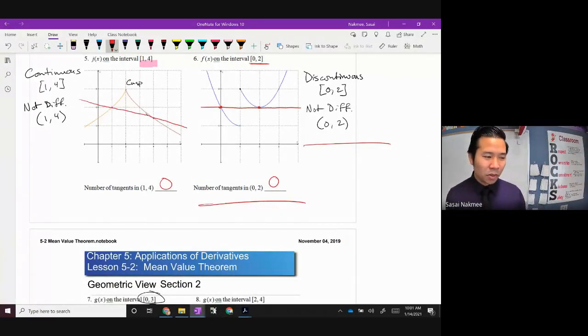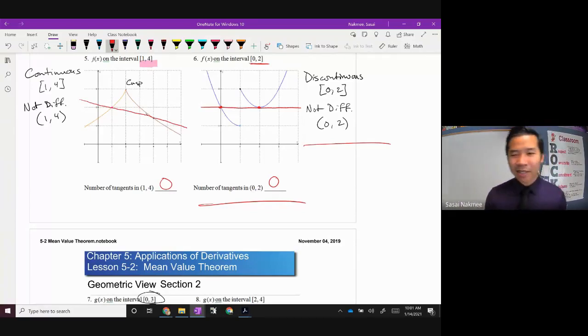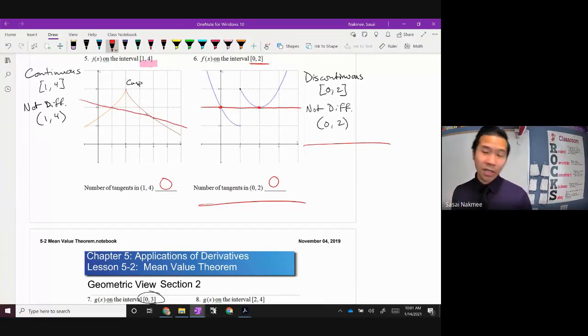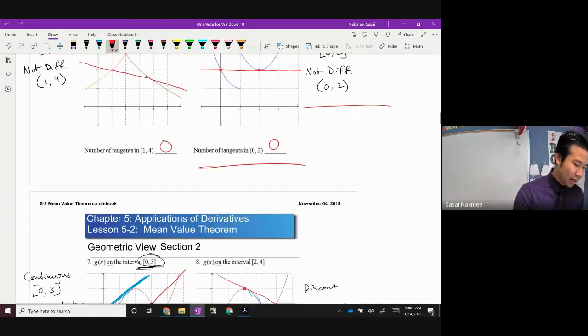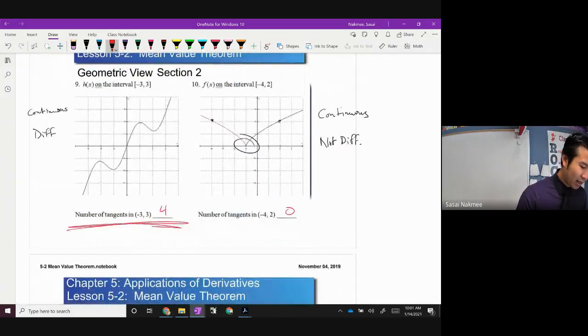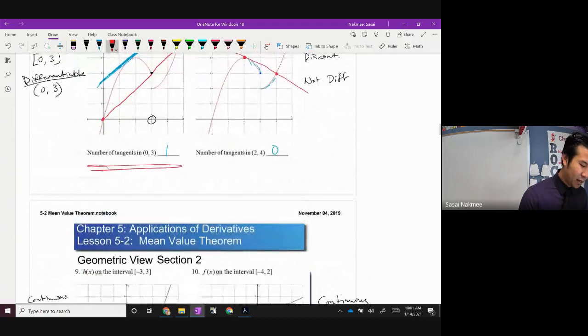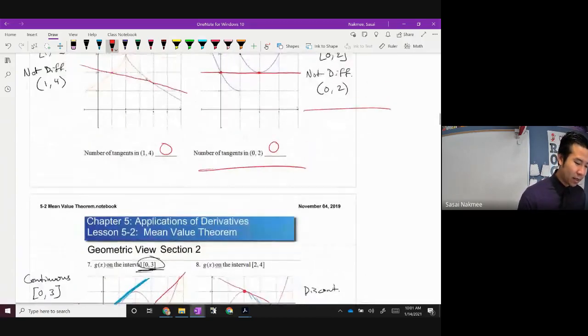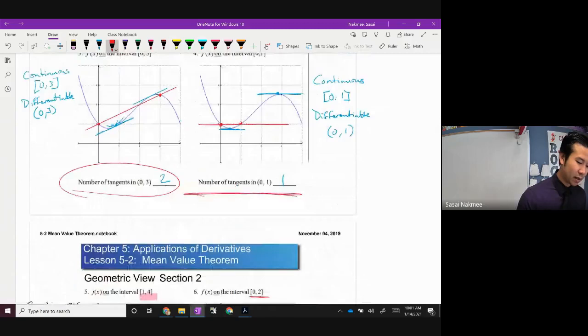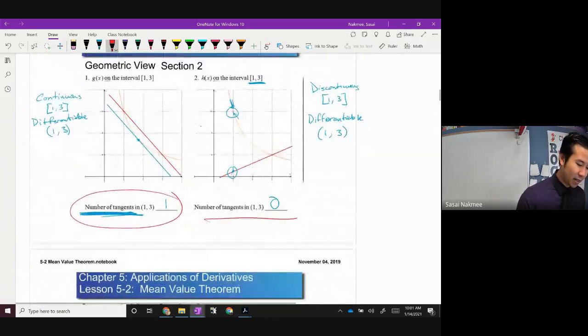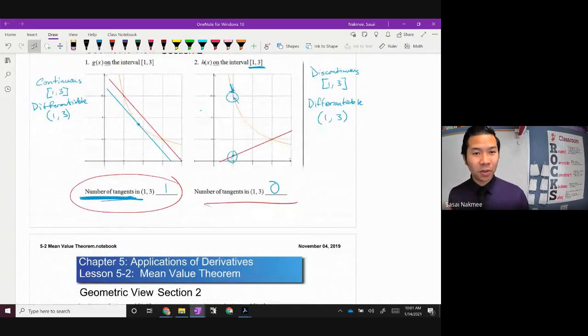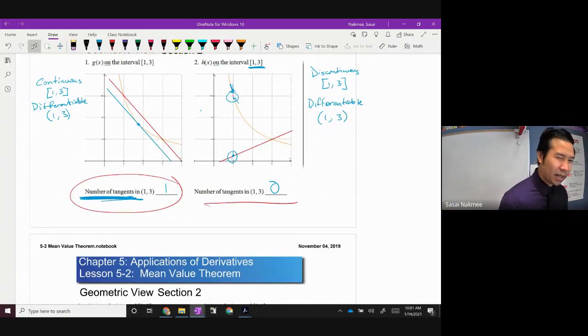So what we can say is basically, if I can guarantee that the function is continuous on the interval that's given, and it's differentiable on there, it looks like I can guarantee that it will have at least one tangent line that's parallel to the secant line that's drawn there, right? I don't know if you guys are spotting that. If a function is differentiable and continuous, you can guarantee that it has a tangent line that is going to be parallel to the secant line.